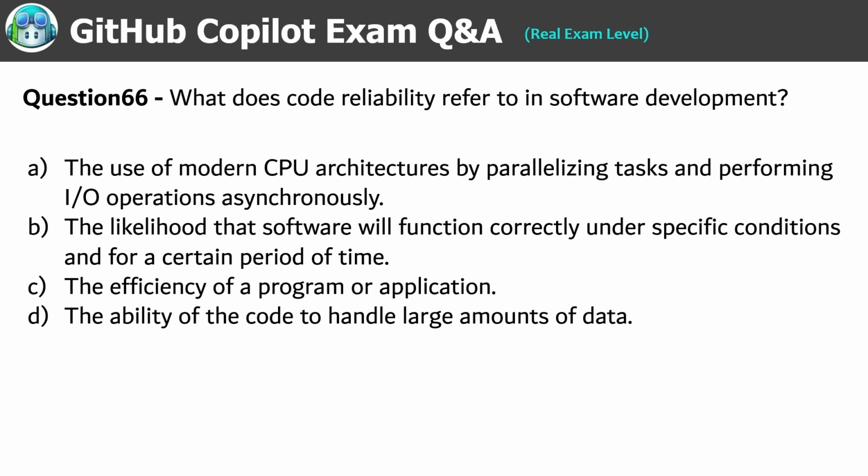Question 66. What does code reliability refer to in software development? And the answer is B. The likelihood that software will function correctly under specific conditions and for a certain period of time.